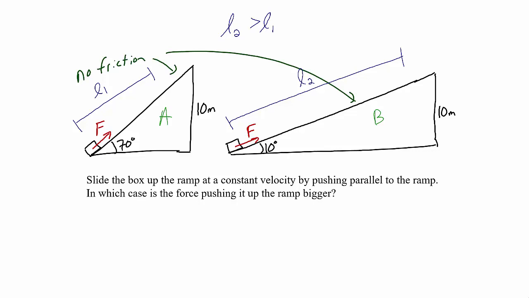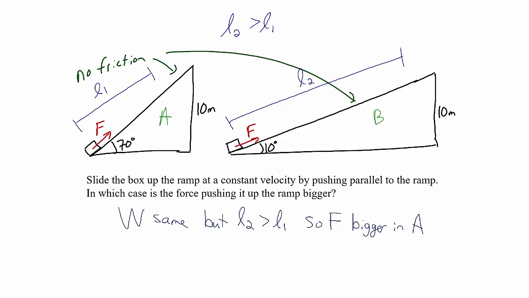L2 is greater than L1, so even though the work done is the same, the force, which is acting in both cases parallel to the ramp, acts over a longer distance in case B. And so the applied force in case B, the 10-degree incline, is smaller than it is in case A. The work is the same, but since the distance along the ramp is bigger in the second case, the force must be bigger in case A.